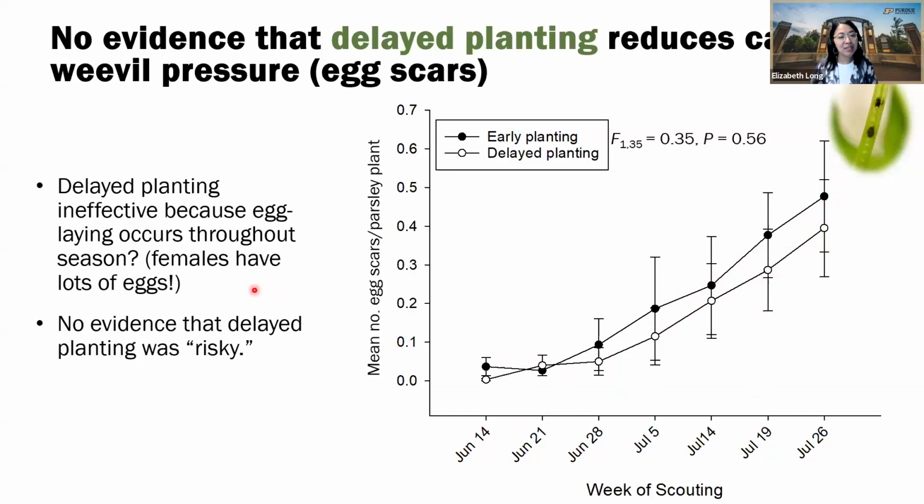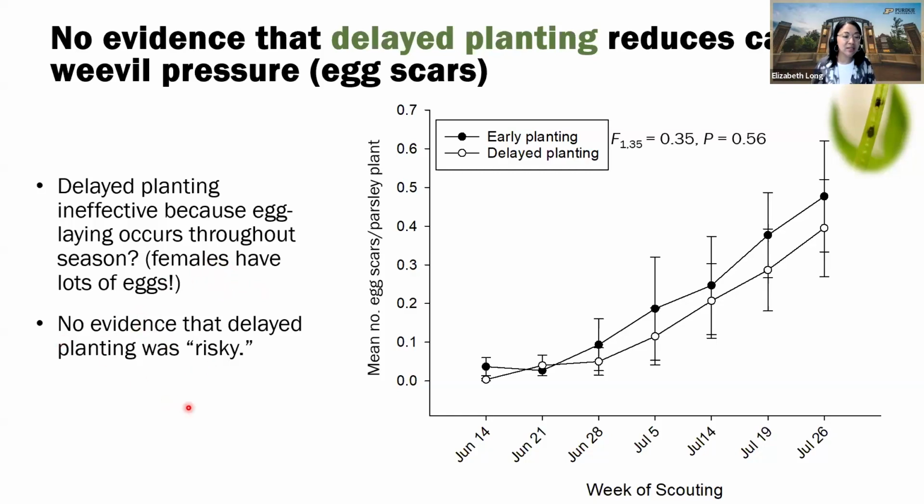But maybe in some ways I'm not too surprised because on the one hand, maybe 2 weeks wasn't quite enough of a delay to see a difference. I also have here as the first bullet point that delayed planting may be ineffective in this particular system because, again, these female weevils are capable of laying eggs throughout the entire season, and they have lots of eggs to lay. So when you have one or two that can cause damage and kill a plant, maybe this is not the system where we would see delayed planting benefit based purely on the insect's biology and seasonal phenology.